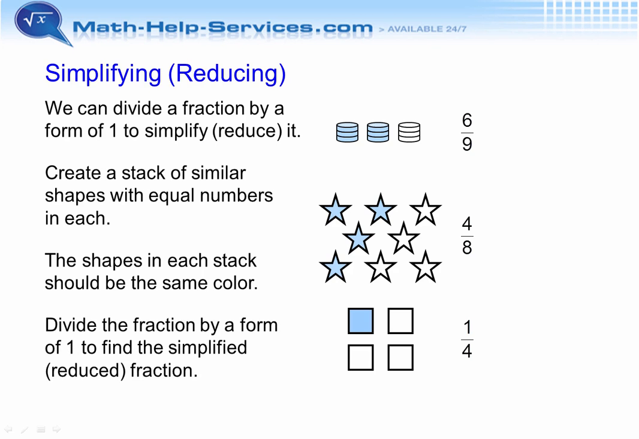Now divide the fraction by a form of 1 to find the simplified or reduced fraction. If we divide it by 3/3, which is just 1, well, 6 divided by 3 is 2 and 9 divided by 3 is 3. So 6/9 is equivalent to 2/3.